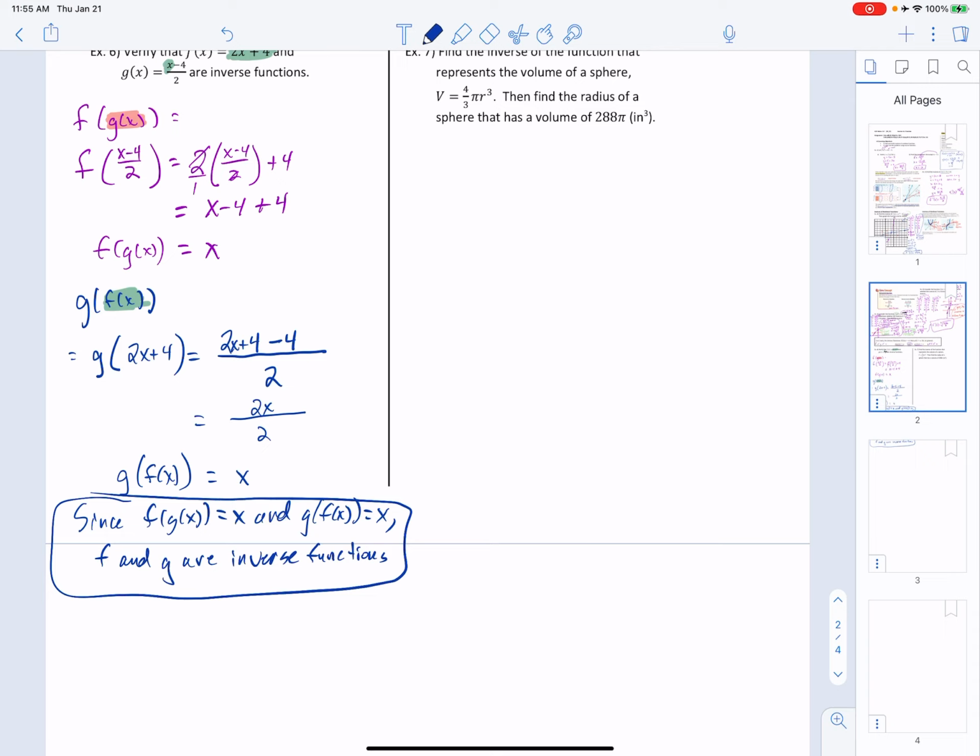You have to formally show it. You have to show step by step. It has to be very organized and detailed.